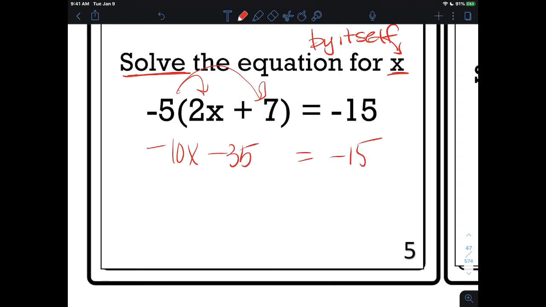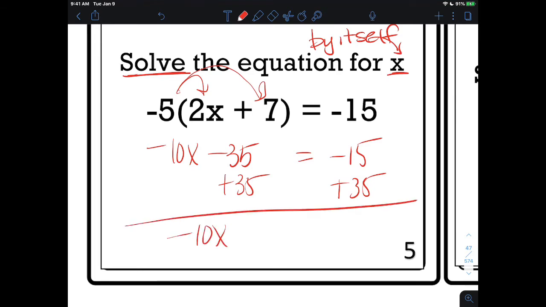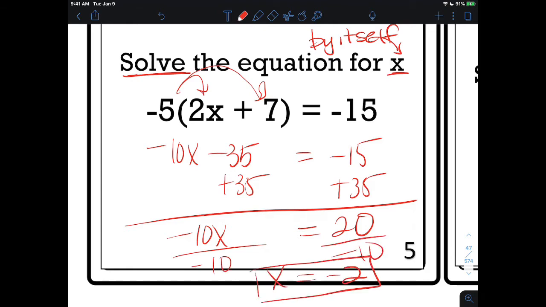Now I see that I have everybody combined that can be combined. I'm going to do exciting move, great divide. Let's move that 35. And great divide. And I find out that x is equal to 2.